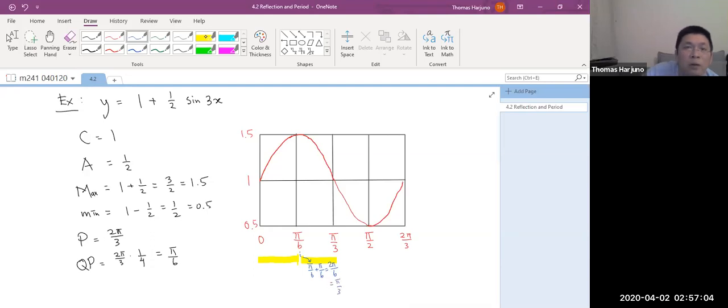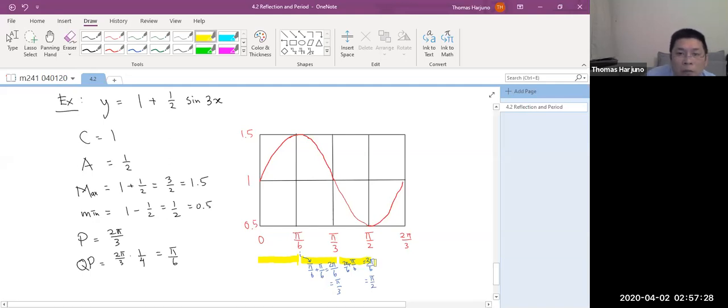Okay, now from here to here, you add another pi over 6. You will get 3 pi over 6, which is pi over 2. Now, you can check: if you add another pi over 6, you will get 4 pi over 6, I mean 2 pi over 3.